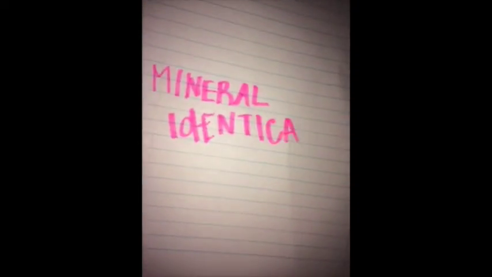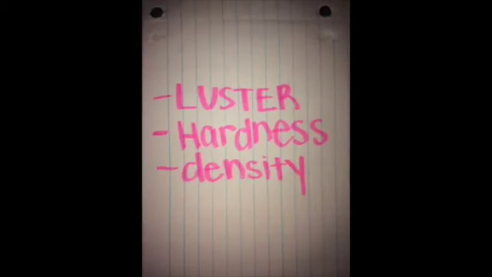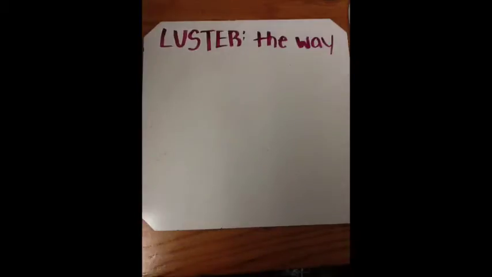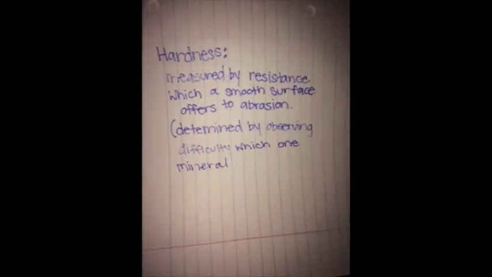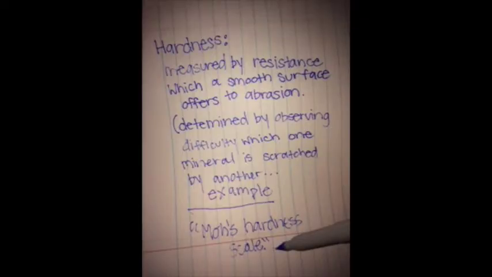Mineral identification. Luster: the way light interacts with the surface of a crystal, rock, or mineral. Hardness is measured by the resistance which a smooth surface offers to abrasion. It is determined by observing the difficulty with which one mineral is scratched by another. For example, for hardness, we can use the Mohs hardness scale.